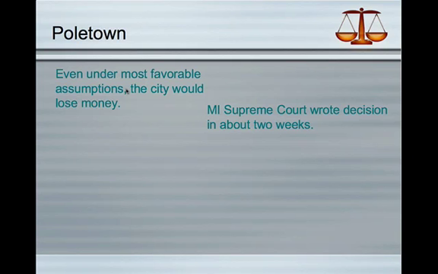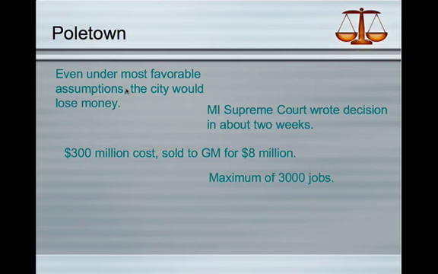So the Michigan Supreme Court wrote the decision in about 2 weeks. Usually constitutional decisions like this that are this complex take the entire term of the court to write. Well, 1 year, I guess. I don't think they're in session the entire year, but several months at least. So it cost the city $300 million to buy it, and they sold it to GM for $8 million.